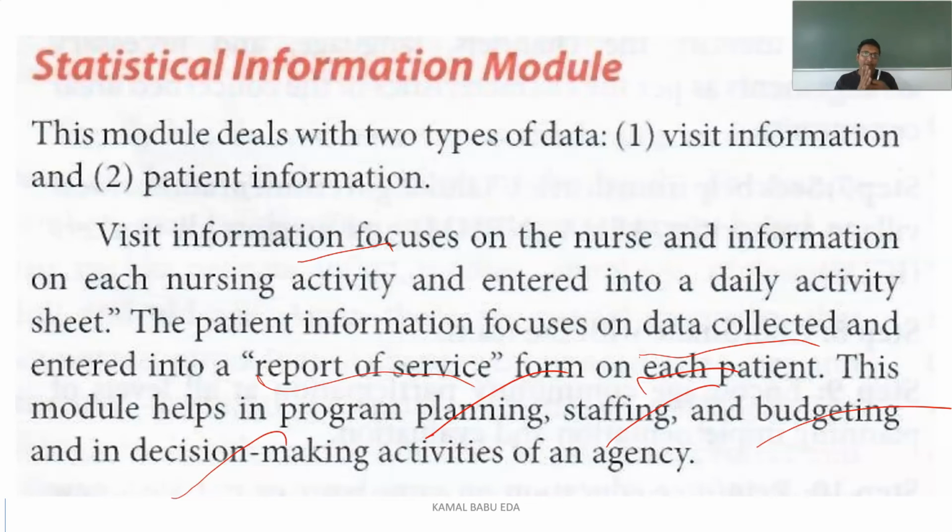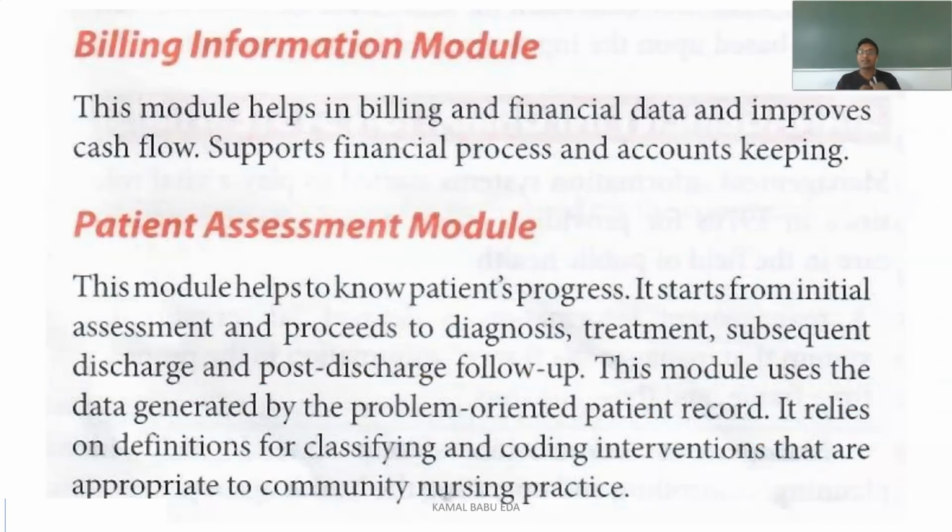If any improvement in the staffing is needed, they will do improvement in staffing. And if there are any kind of financial issues, they will go for budgeting. And next they will see the decision making with this agency. Next, the billing information module. This one is mainly dealing with the financial data. So it improves the cash flow and supports the financial process and accounts keeping.